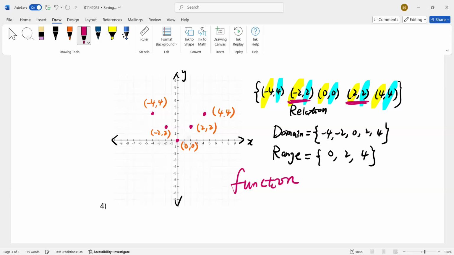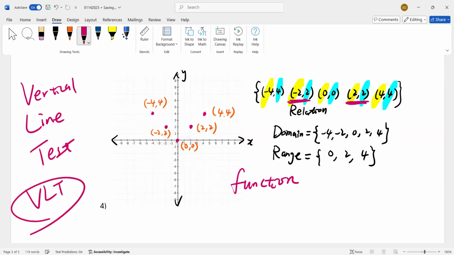And also, I'm going to introduce one more thing. It only takes 1 minute. Give me one more minute, okay? It is called the vertical line test. The initials are VLT, very famous in algebra. VLT represents vertical line test. What do we use the vertical line test for? We use it to determine if a graph is a function or not.